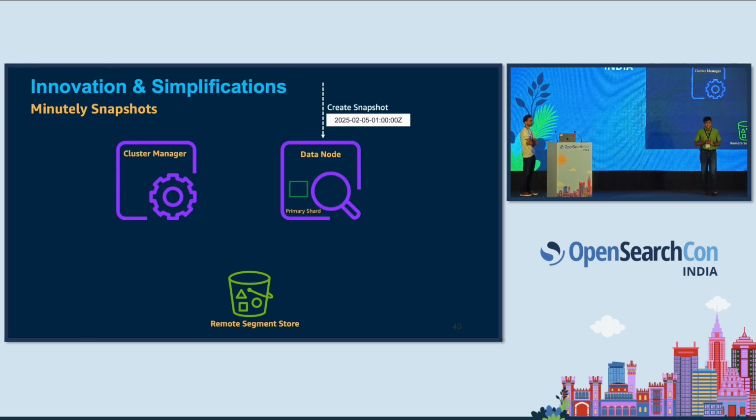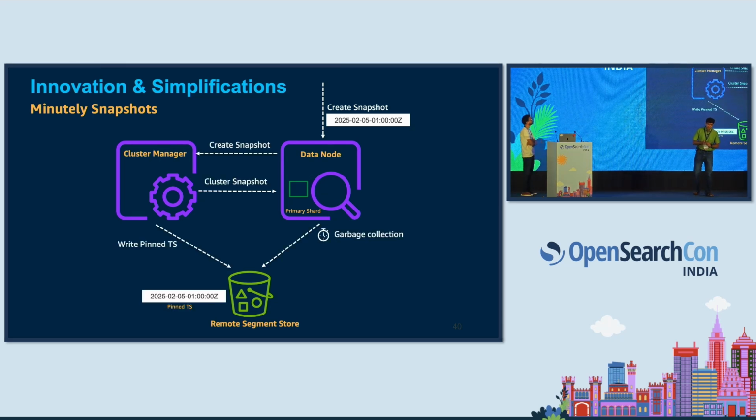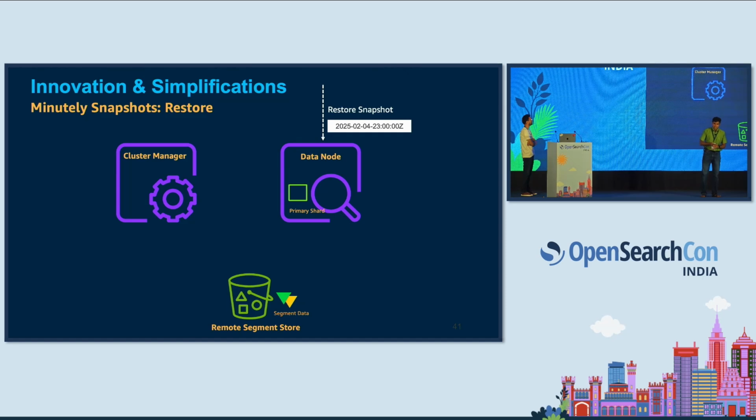Some of the innovations and simplifications which we got was on snapshot. This was covered in other talks, so I'm just going to give an overview. So this is reusing the data which we have in the remote store to restore the data. So the snapshots become very lightweight. You don't need to upload any data. You just download it from the remote store as needed. So the create snapshot becomes very lightweight, and the restore just uses the remote segment store.